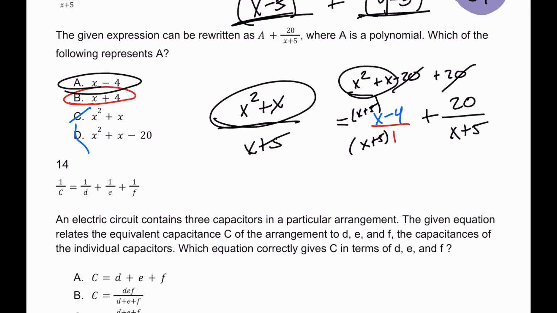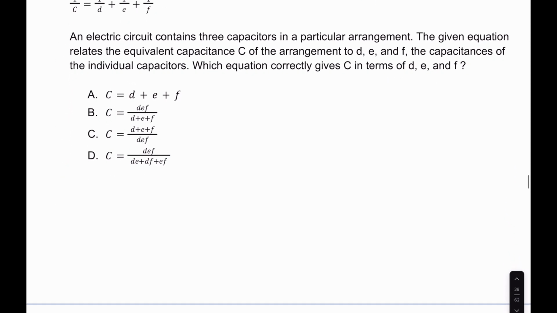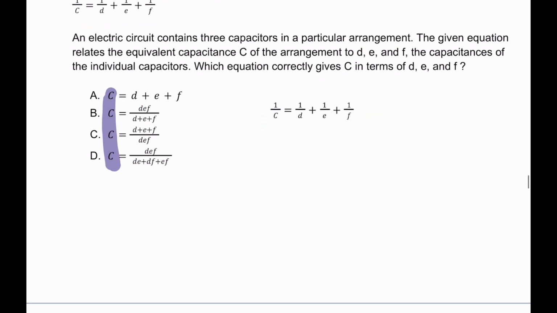Let's keep rocking. Come on down here for number 14 when you're ready. For number 14, what kind of question is it? Just by glancing at it, they want the C alone. So if I were you, I would take a look and understand that, oh, wow, if they want the C alone, I probably need to flip this boy at some point. Flip that boy. And what that means is, well, yeah, if it's 1 over c, I need to flip both sides. But for me to flip both sides, I probably need to combine this first.